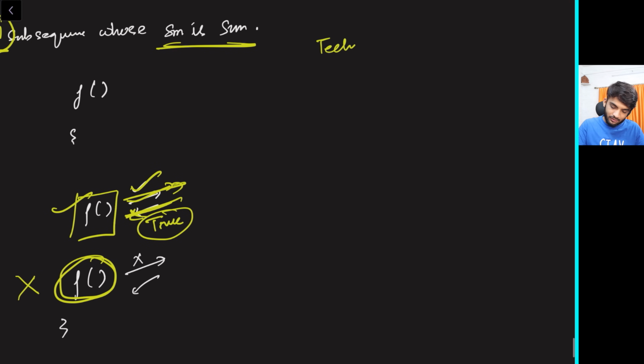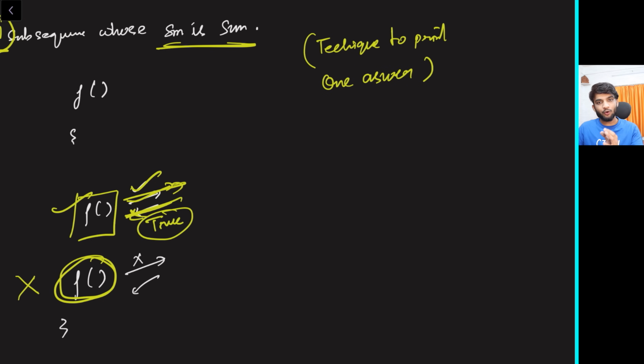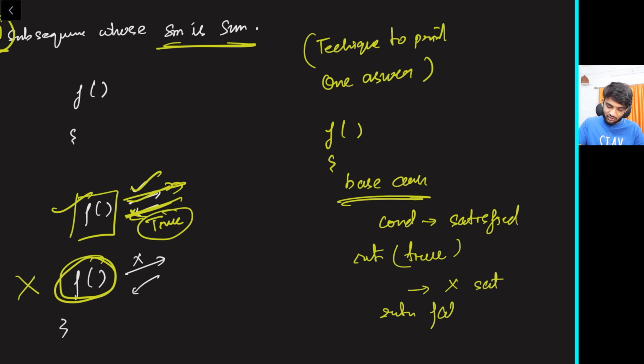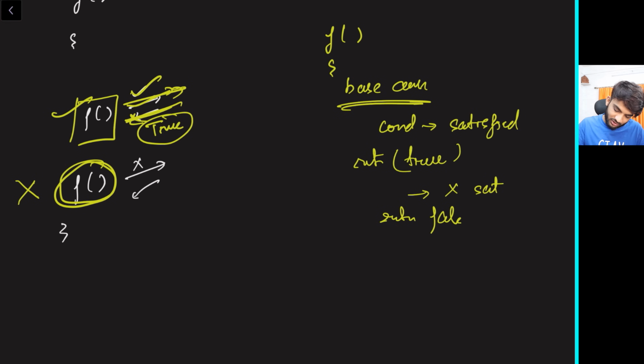Remember, the technique to print only one answer. This is something which I'm going to teach you now. How do you print only one answer? It's very simple. You will write the function, and in the base case, if your condition is satisfied, you will return a true. If the condition is not satisfied, then you will return a false. This is the base case trick. Remember this.